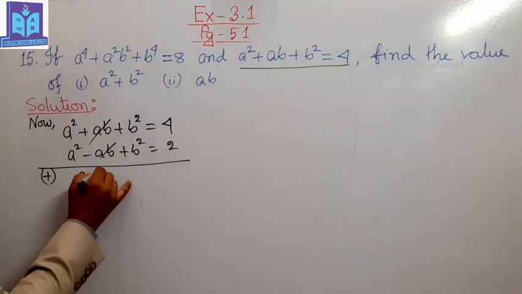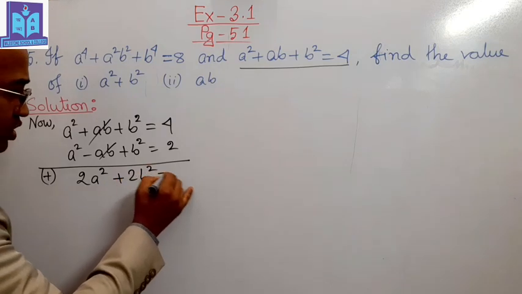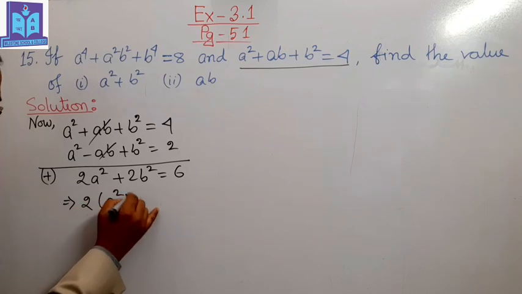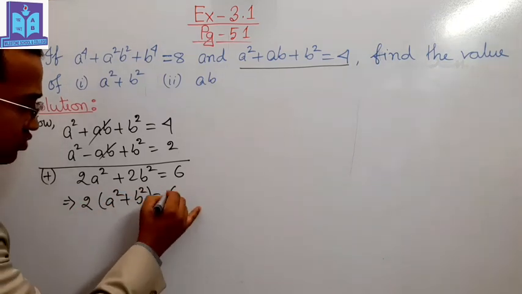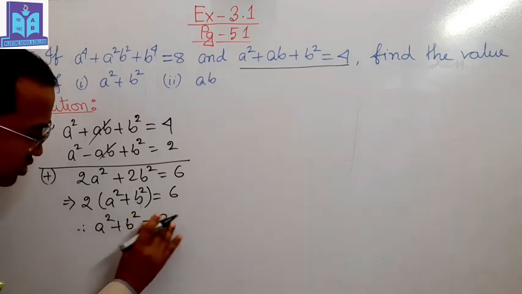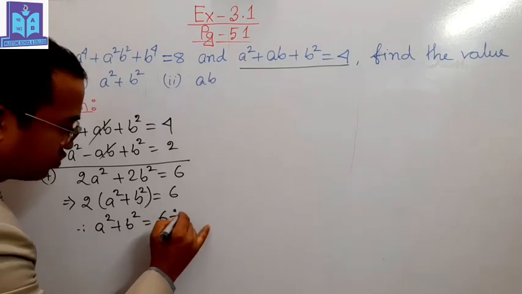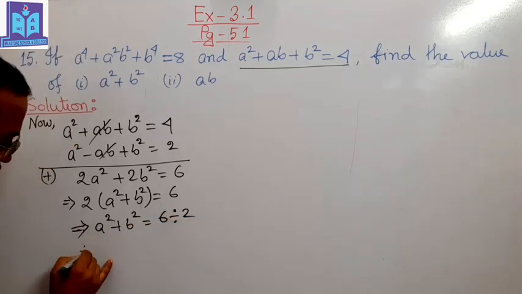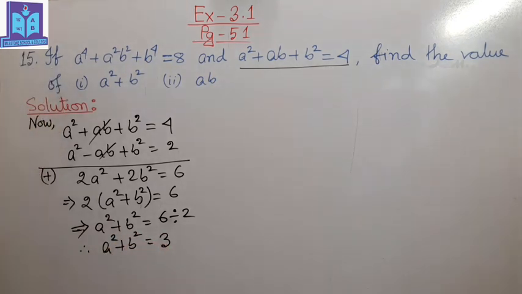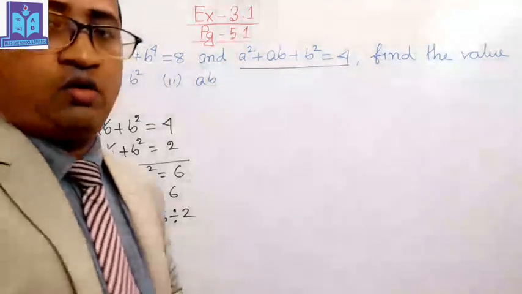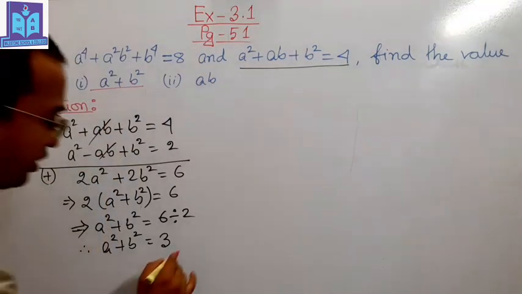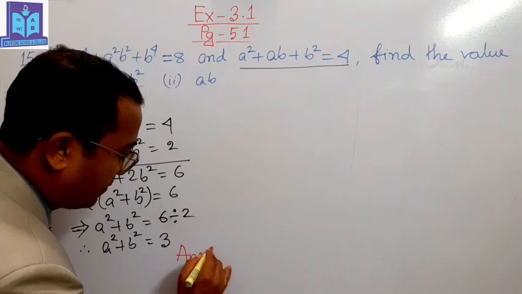This is 2a² + 2b² equal to 6. Take 2 common over there. It will be a² + b² is equal to 6 divided by 2. Therefore, a² + b² equal to 3. So the value of a² + b² is equal to 3. So we got the value of the first one: a² + b² is equal to 3. This is the answer of the first one.